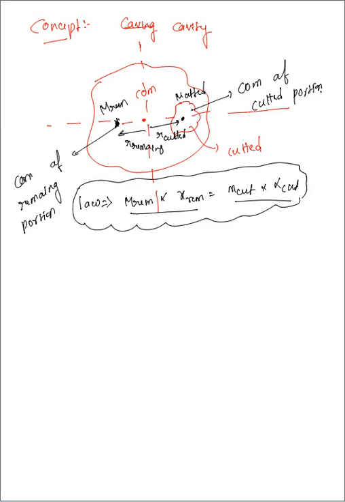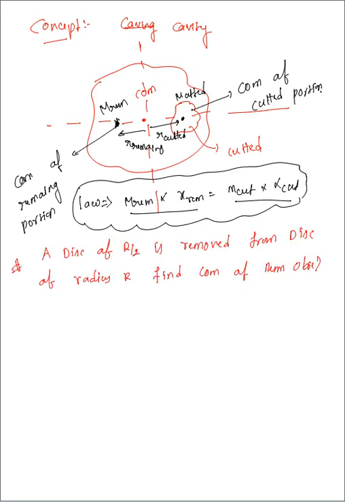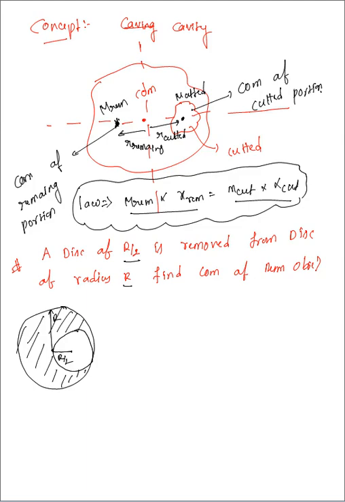Let me take a question and we'll discuss that. The question says: a disk of radius r by 2 is removed from a disk of radius r, find the center of mass of the object. First, draw the diagram to understand properly. They gave one disk like this, whose radius is capital R. From the disk they removed a disk whose diameter is r, meaning the radius is r by 2. So where is the center of mass shifting? It will for sure shift in this direction.